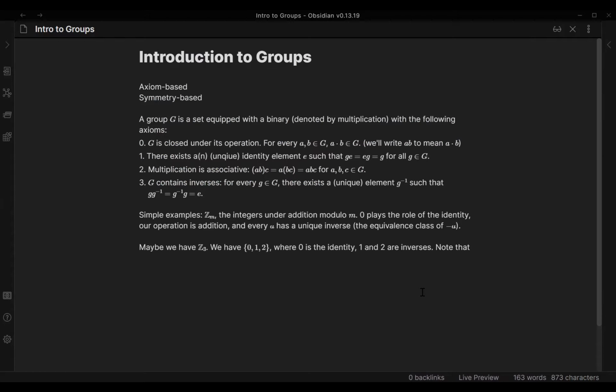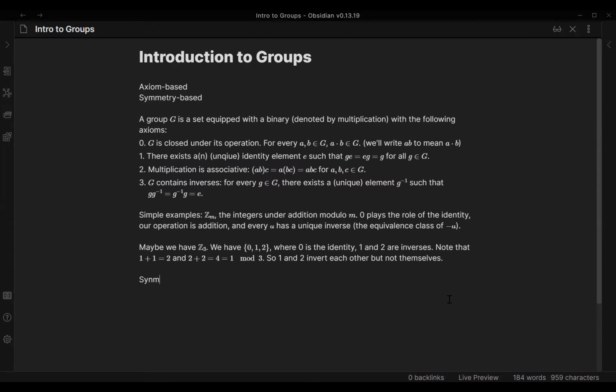Note that 1 plus 1 equals 2, and 2 plus 2 equals 4 equals 1 mod 3. So 1 and 2 invert each other, but not themselves. Make sense? I know, hopefully we're comfortable with modular arithmetic like this. This should be okay. Yep, makes sense.